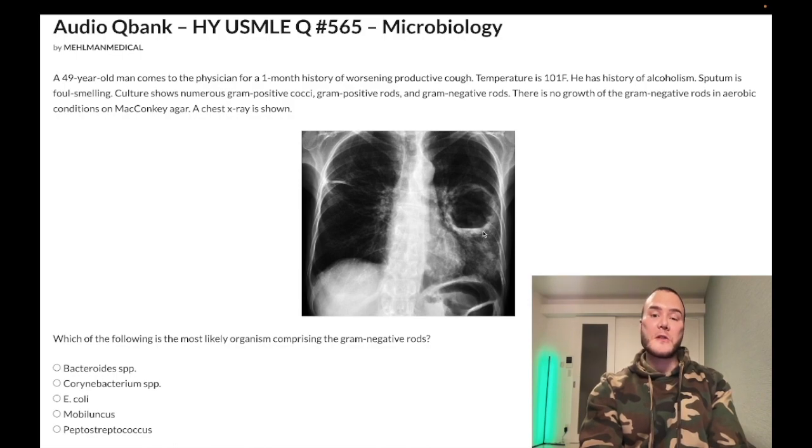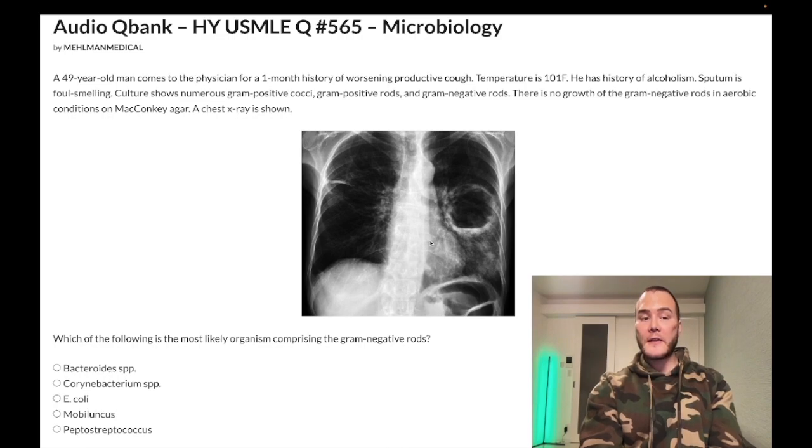So we know that this is a pulmonary abscess. We have a circular lesion and alcoholic. That's aspiration risk. Now, this is the first very, very important detail here for this question, which is foul-smelling sputum. That's very buzzy for anaerobes on USMLE, okay? It's not limited to this question. I'll talk about this more. But this is anaerobic bacteria we're talking about in the setting of a pulmonary abscess due to aspiration alcoholism.